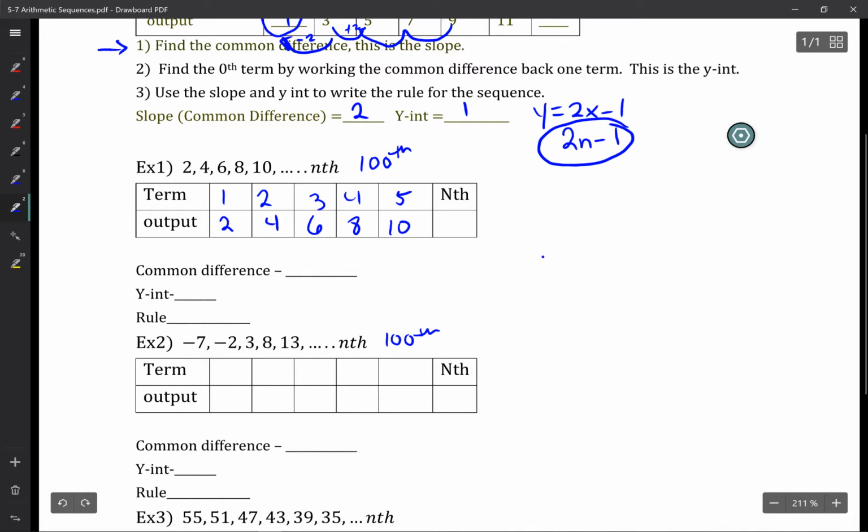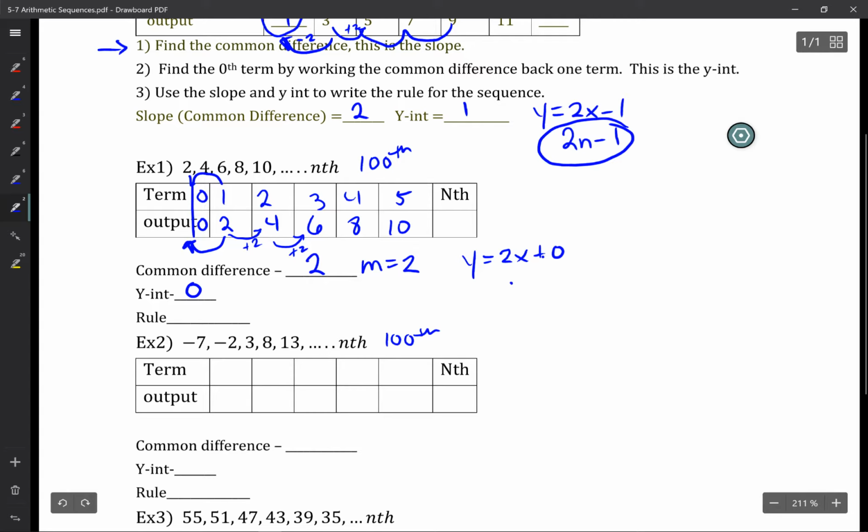How do I find the common difference? Well, it's going up by 2. So the common difference is 2, which makes the slope 2. The y-intercept, all I have to do is work it backwards 1. If I worked it backwards 2, then the 0 term would have been 0. So the y-intercept is 0. The slope is 2 and the y-intercept is 0, so it's y equals 2x plus 0.